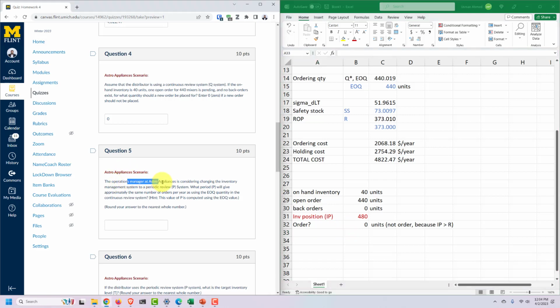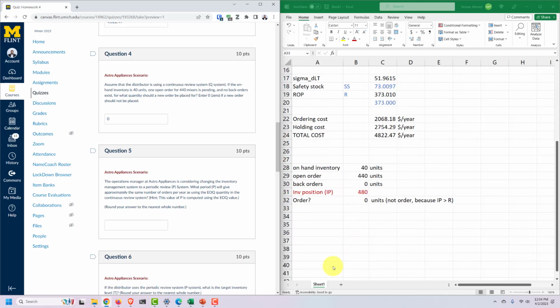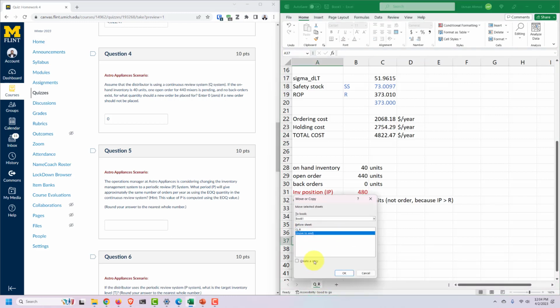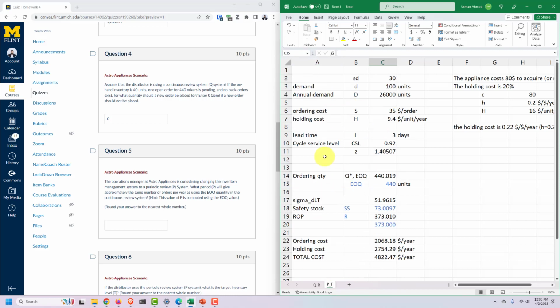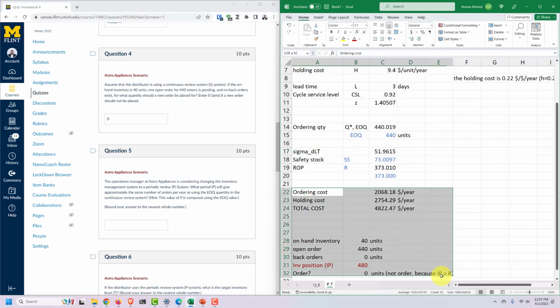Now the operations manager at Astro Appliances is considering changing the inventory management system to a periodic review system. What period P will give approximately the same number of orders per year as using the EOQ quantity in the continuous review system? Okay, so let's do that. Let's call this our QR system calculation. And I'm just going to make a copy and call it my periodic review PT system.